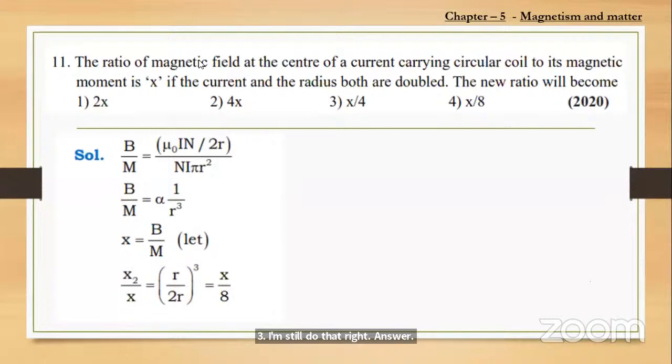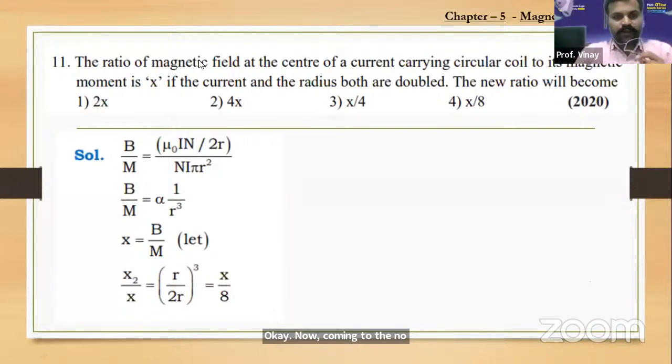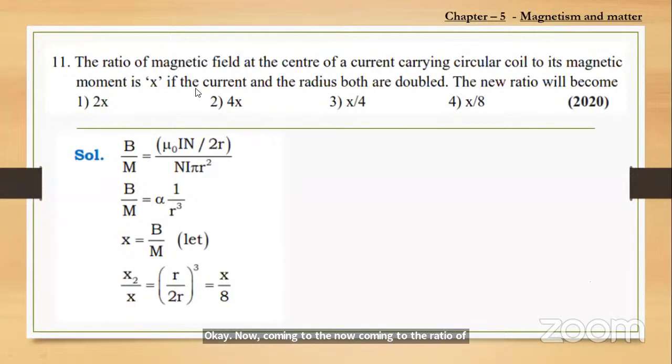Okay, now coming to the next question. The ratio of the magnetic field at the center of a current carrying coil to its magnetic field at x, if the current and the radius both are doubled. The new ratio will become. They have given some coil whose magnetic field and magnetization will be proportional to what? On the basis of their radial distance. Radius means area of cross section, how are they proportional.